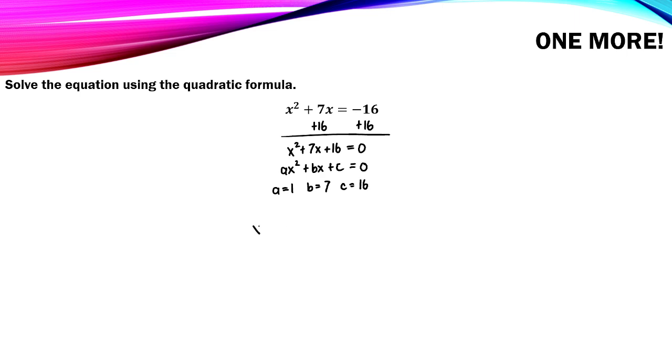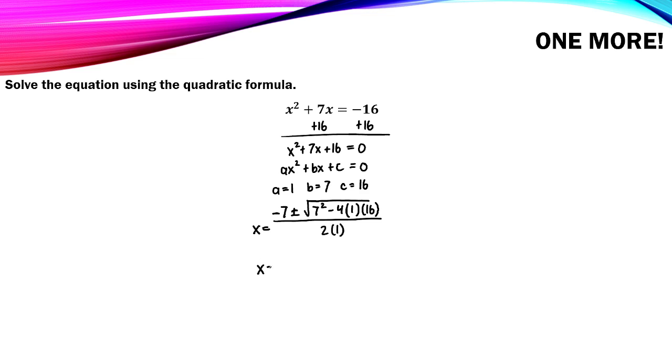Now, when you plug it into your quadratic formula, again, negative b, sorry, it's not b squared. What am I doing? Negative b. So negative b is negative 7 plus minus square root. This is where your b squared is. B squared, which is 7 squared, minus 4 times your a, which is 1, times your c, which is 16. And all of this is over 2 times a, which is 1.